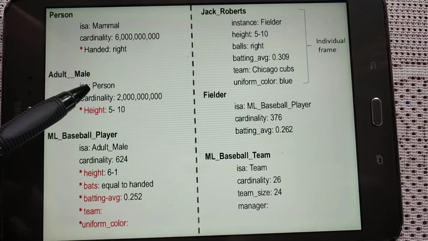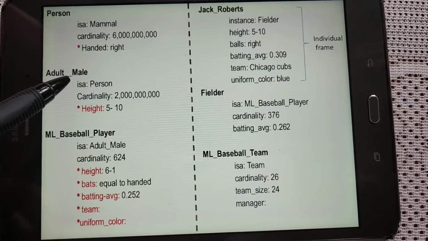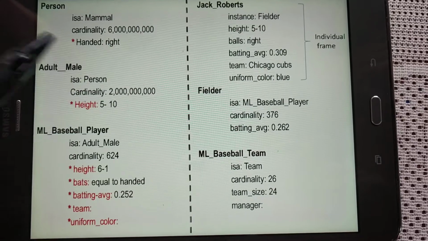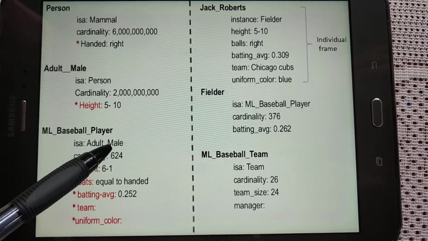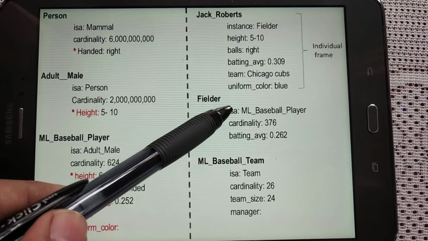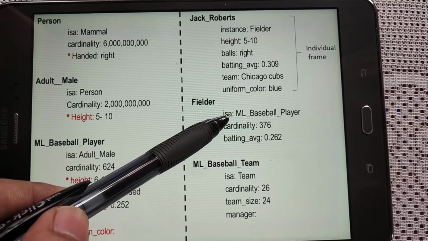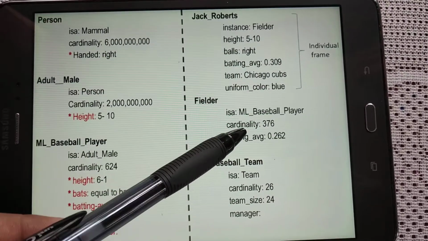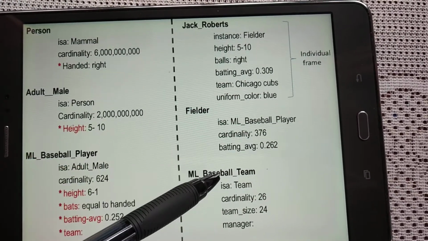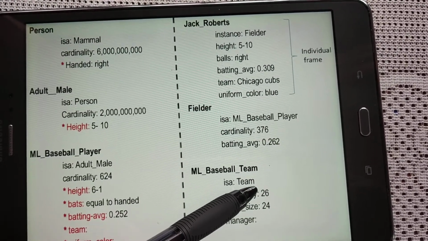Similarly, adult male is a person. That means there is a class called person, and adult male is just a subclass of the superclass called person. Also, the ML baseball player is a subclass of a superclass called adult male. So it itself is a class. Fielder is a ML baseball player. Again, the relationship is always between a class and its superclass. So fielder is also a subclass of a superclass called baseball player, and so also ML baseball team, which is a subclass of a superclass called team.